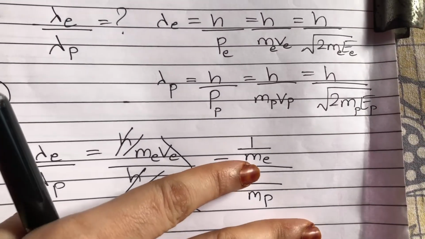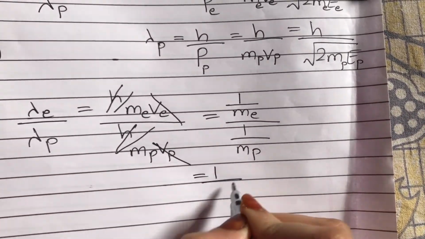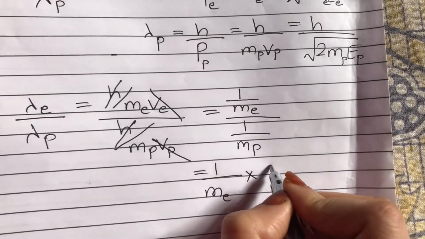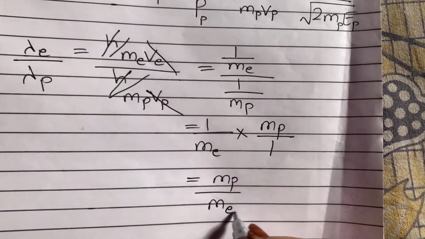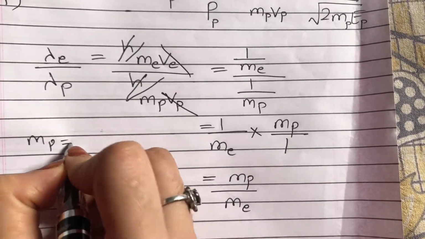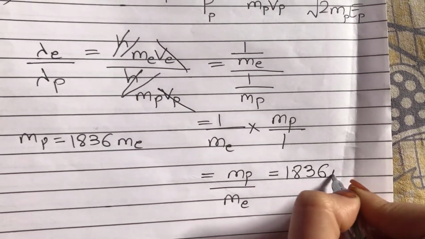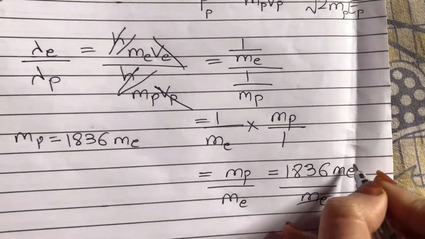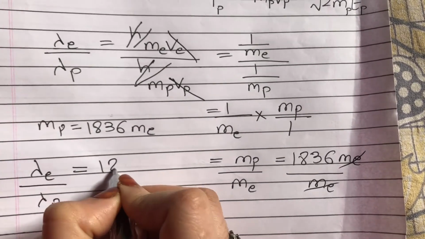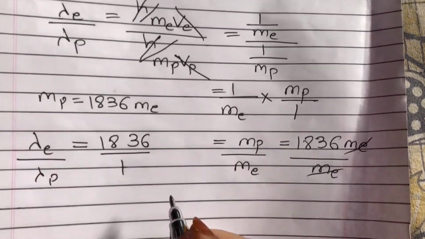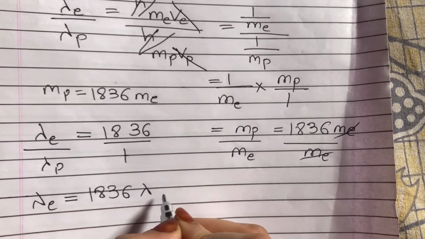Now if I want to take this in the numerator, it will flip. So 1 upon mass of electron into mass of proton will be in the numerator and 1 in the denominator. This can be written as mass of proton upon mass of electron. Now we know that mass of proton is equal to 1836 mass of electron. So here I'll write 1836 mass of electron upon mass of electron. This gets cancelled. So wavelength of electron upon wavelength of proton is 1836 upon 1. That means wavelength of electron is equal to 1836 times wavelength of proton.